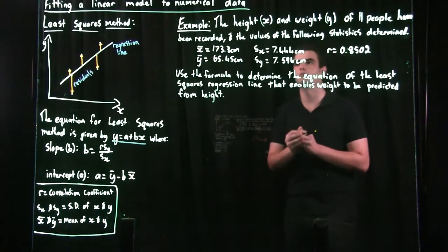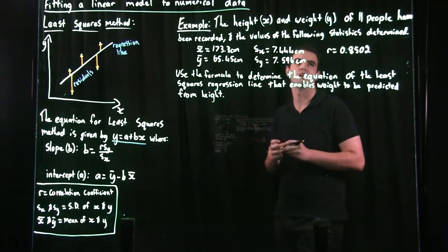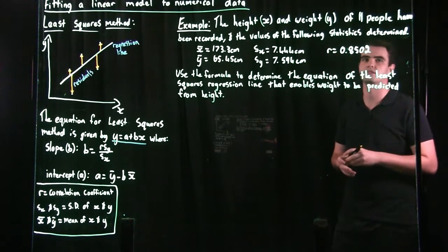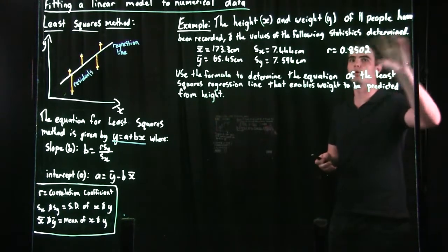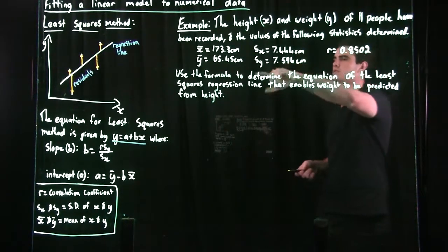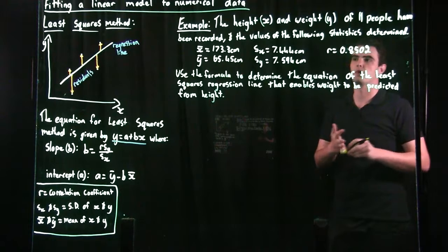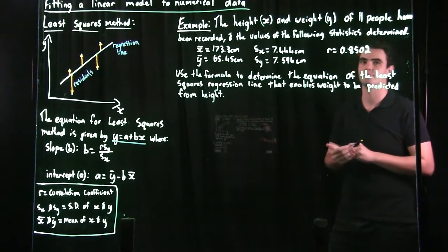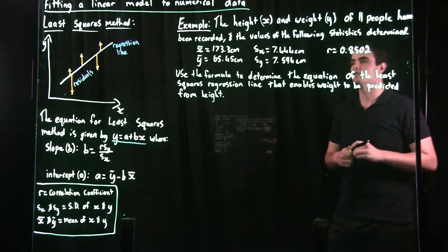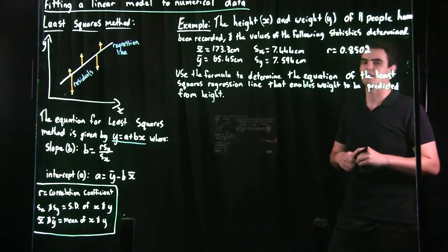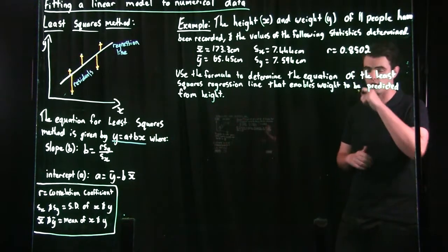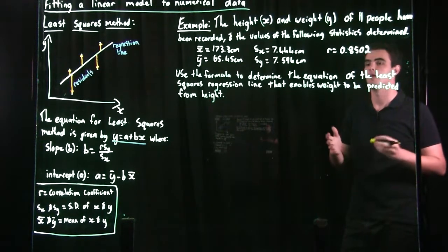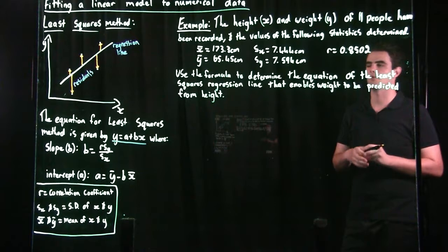So we've got the height and weight of 11 people recorded and the values of the following statistics determined. From all the data they've come up with the mean of x and y, the standard deviation of x and y, and the correlation coefficient. It's asked us to use the formula to determine the equation of the least squares regression line that enables weight to be predicted from height.